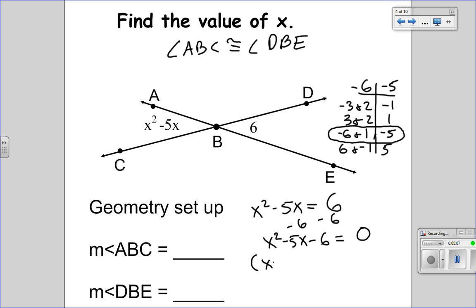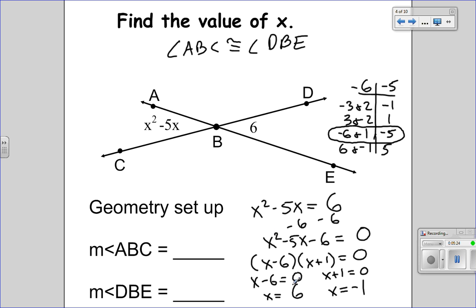So I get x minus 6, x plus 1 equals 0. And now I say x minus 6 equals 0. Add 6 to both sides, so x equals 6. X plus 1 equals 0. Subtract 1, so x equals -1 here.